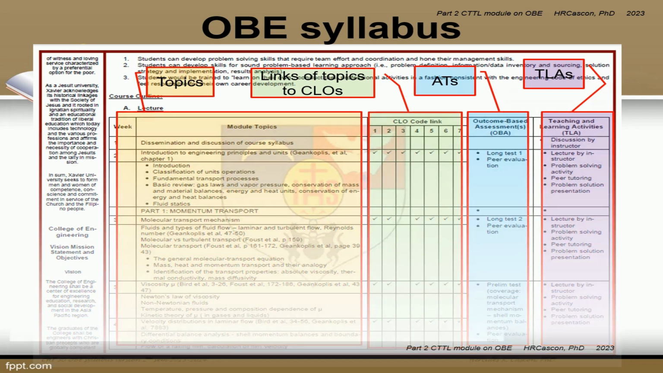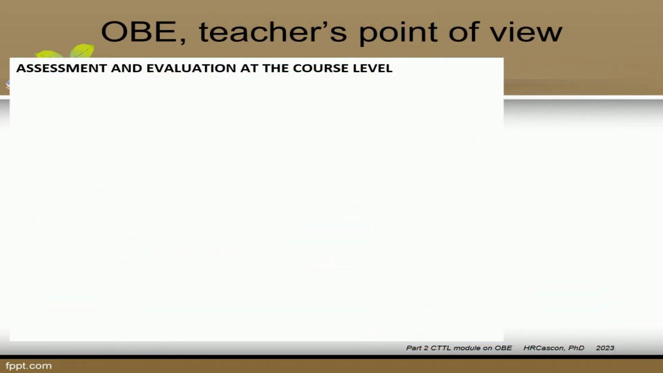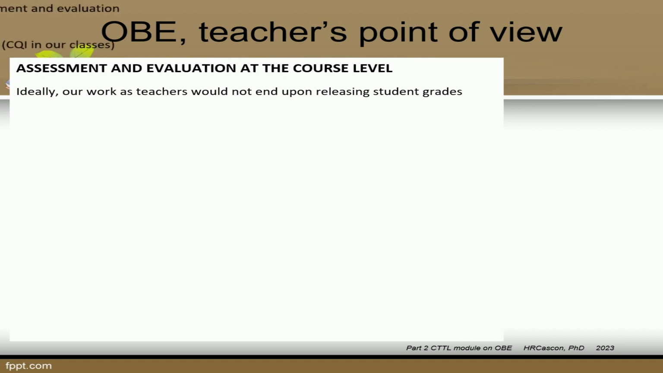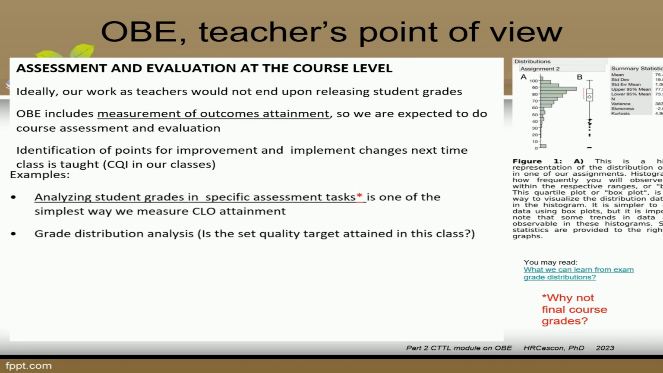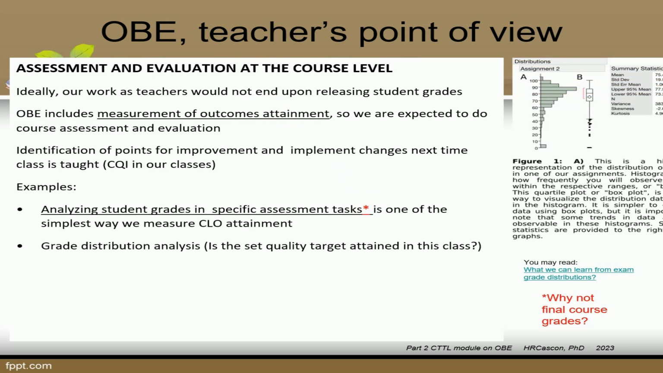Now let us talk about assessment and evaluation at the course level, the kind that is done by class instructors. Ideally, our work as teachers should not end upon release of student grades. We declared intended learning outcomes, and so we must measure the level of attainment. One method is the grade distribution analysis for high-stakes summative assessment tasks. Through this, we can answer questions pertaining to quality.